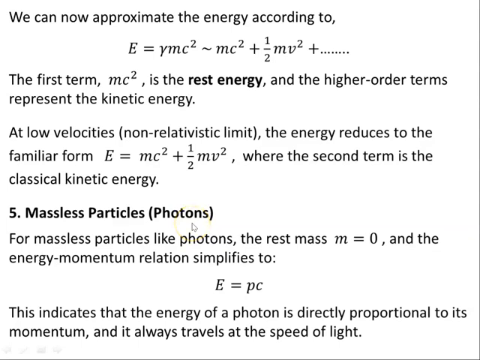Massless particles, photons, and others. For massless particles like photons, the rest mass m is 0, and the energy-momentum relation simplifies to E equals p c, where p is the momentum and c is the speed of light. Because remember we had E squared equals p squared c squared plus m squared c to the power of 4. Well, when m is 0, that second term drops off, and you're left with E squared equals p squared c squared, which, taking the square root of both sides, gives you E equals p c. So this indicates that the energy of a photon is directly proportional to its momentum, and it always travels at the speed of light.